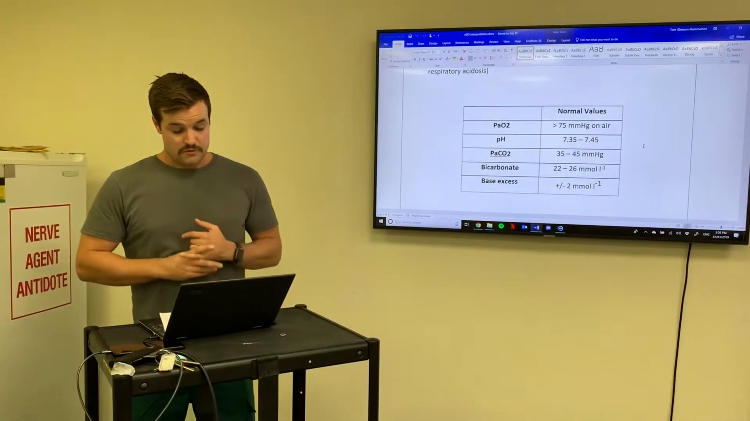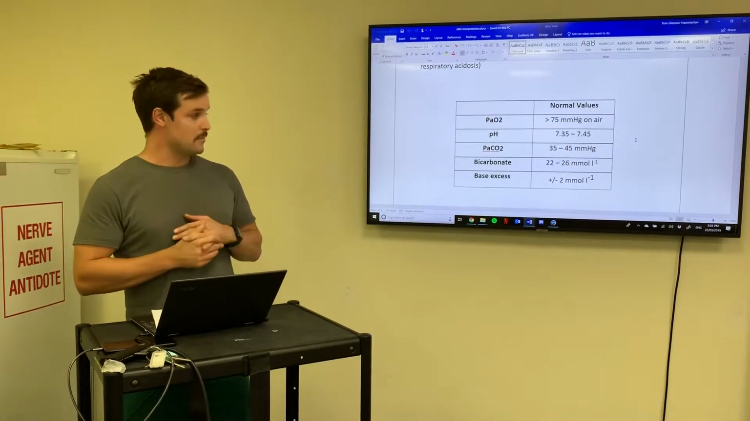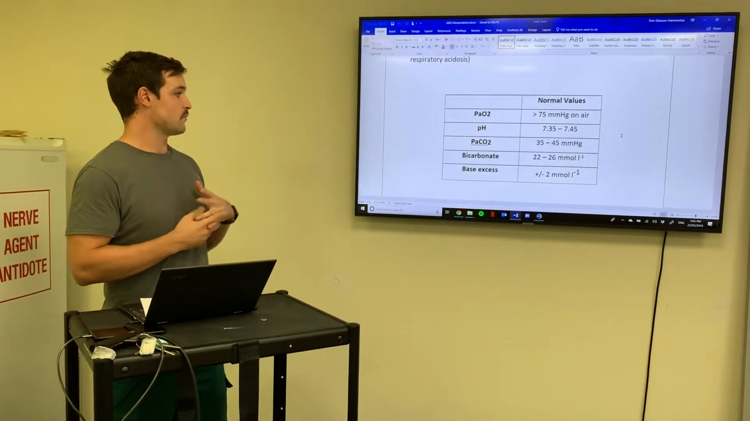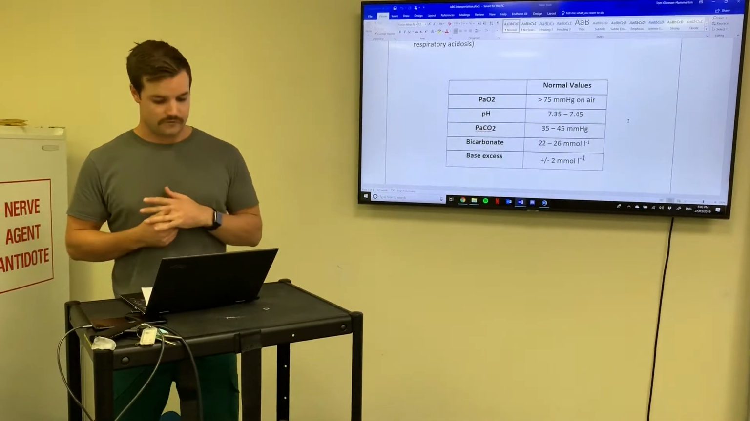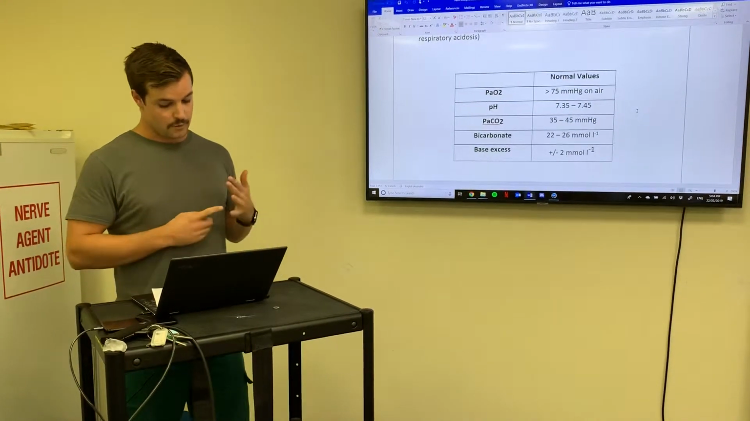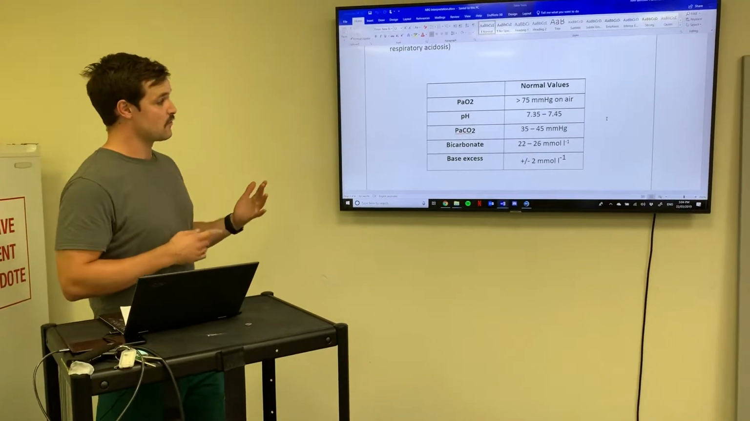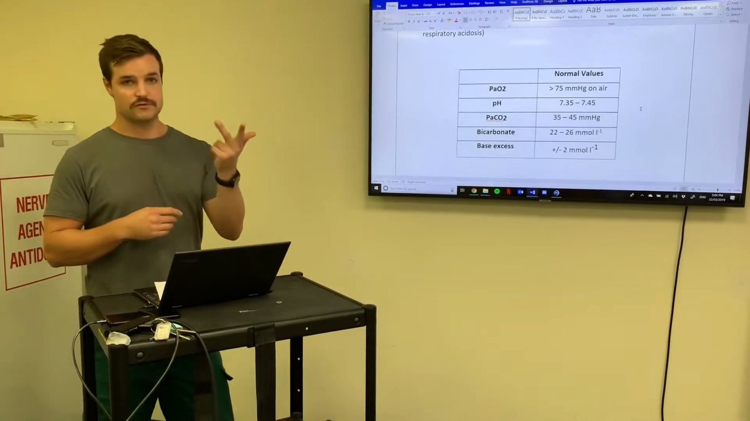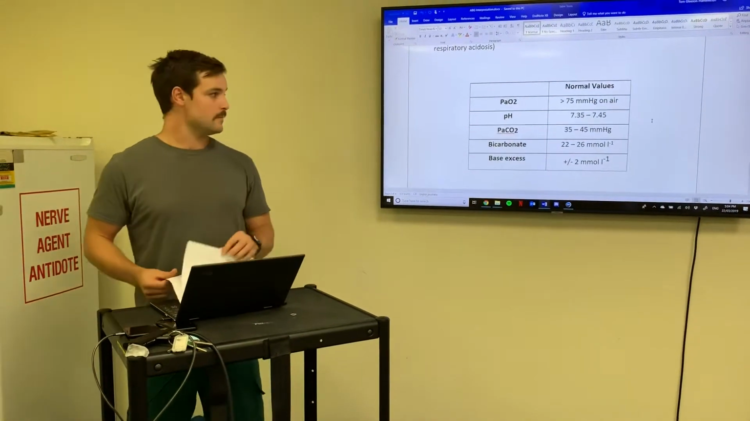Number 4 is determine the respiratory component. Your PaCO2 should be anywhere between 35 and 45. Anything above 45 means you've got respiratory acidosis. Anything below 35 is respiratory alkalosis. So it's actually the flip side of pH.